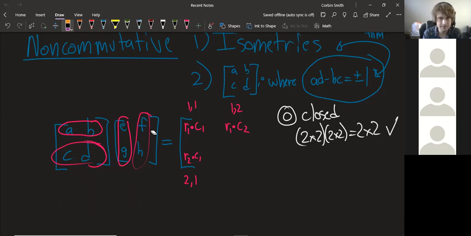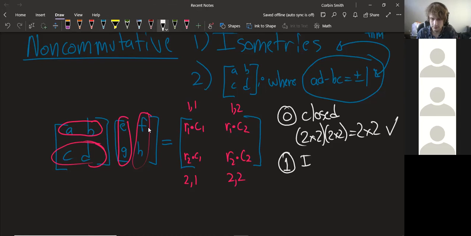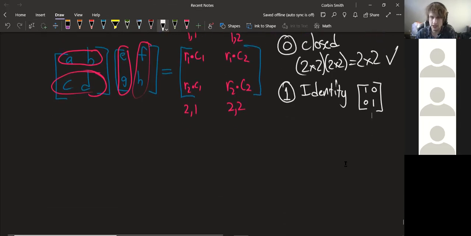So we have the 2, 2 spot here. This is going to be row 2 dot column 2. And then, so we have closure. In this case, we're going to need an identity. And I'm going to claim that it's this matrix. And then we're going to prove that that's actually the identity.